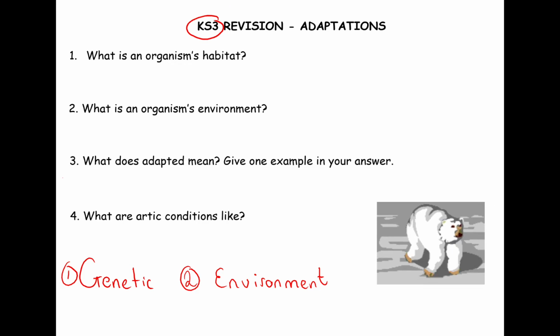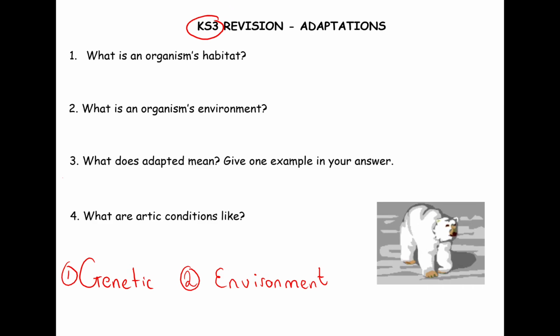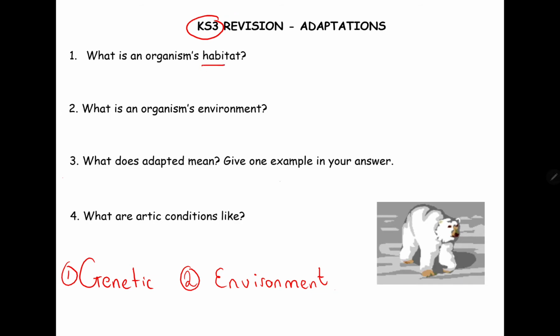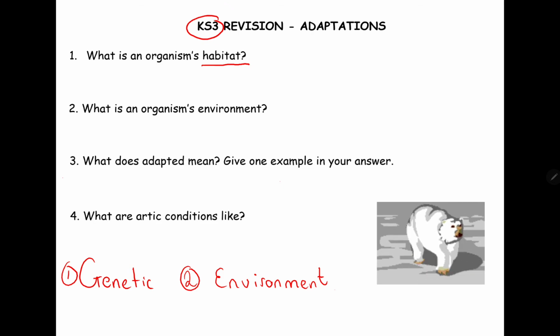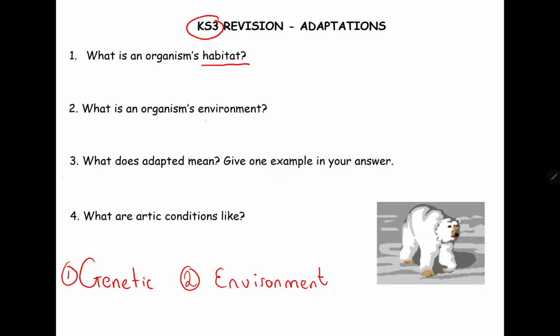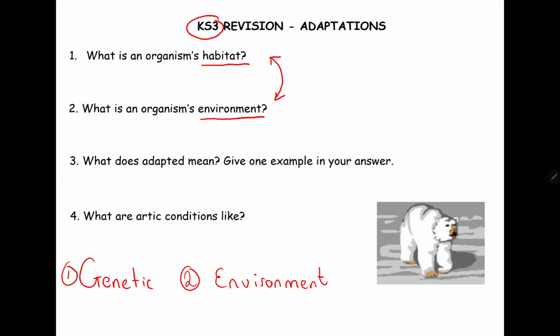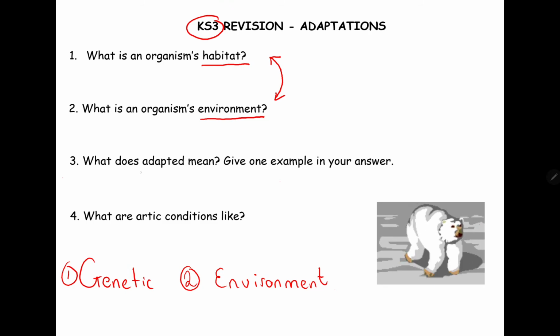So just moving on to our last task, we're going to do some revision of Key Stage 3 adaptations. This is just a little task for you to do yourself. So what is an organism's habitat? Again, that is something for you to look up and try and remember from previous learning. What is their environment? These two things may be similar, but think about how these two terms are different. Our third one is, what does adapted mean? And give an example in your answer.